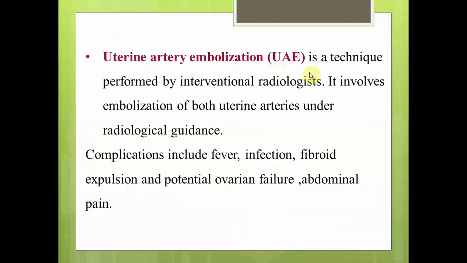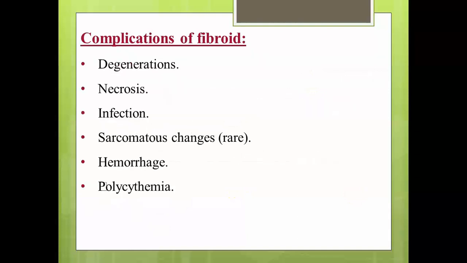Uterine artery embolization is a technique performed by interventional radiologists. It involves embolization of both uterine arteries under radiological guidance. The complications include fever, infection, fibroid expulsion, potential ovarian failure, which is rare but may occur, and abdominal pain. It's widely used nowadays.